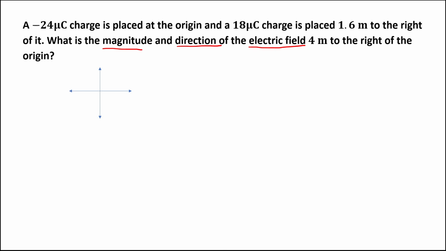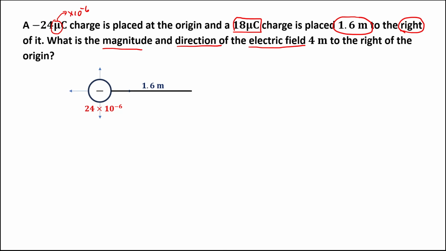So if this is the origin and we have this negative charge, and that is 24 times 10 to the power negative 6, because microcoulomb is times 10 to the power negative 6, then we also have this positive 18 microcoulomb charge to the right of this charge. The range is 1.6 meters. So we have this positive charge, and that is 18 times 10 to the power negative 6.